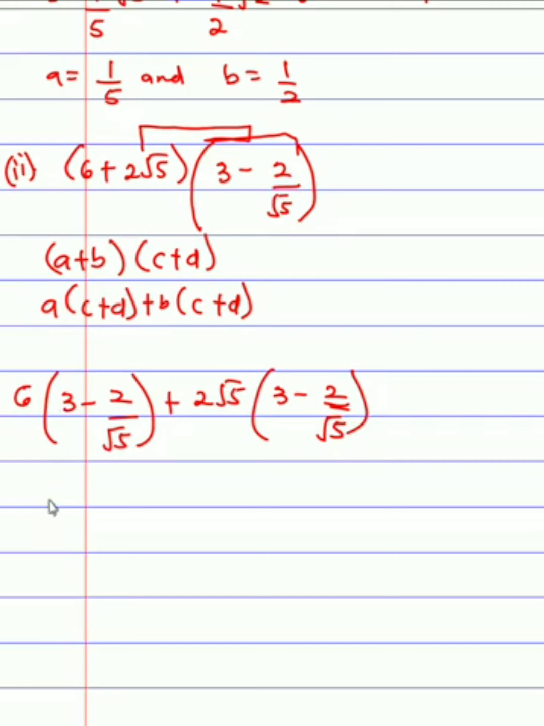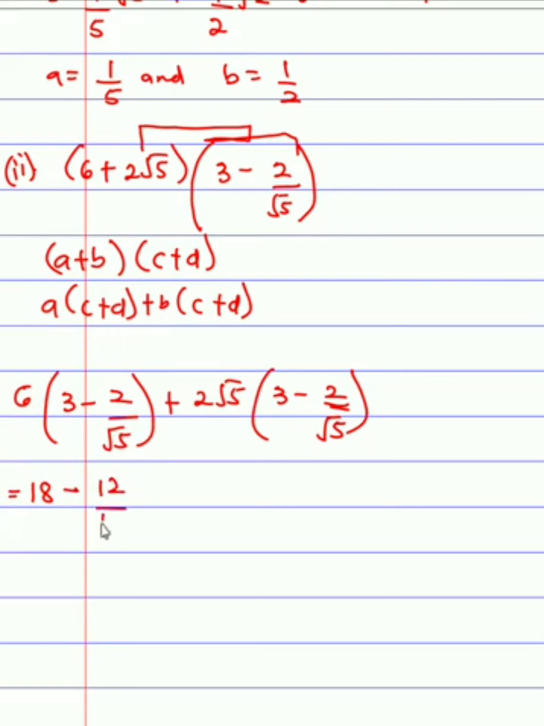Now 6 times 3 gives us 18, so we have 18. 6 times 2 over root 5 gives us 6 times 2 is 12 over root 5, plus, now 2 root 5 times 3 gives us 6 root 5, minus 2 root 5 times 2 over root 5 gives us, now watch this, this 2 is going to multiply the 2 over here, so we have 4 root 5 over root 5. Now we have this particular set.